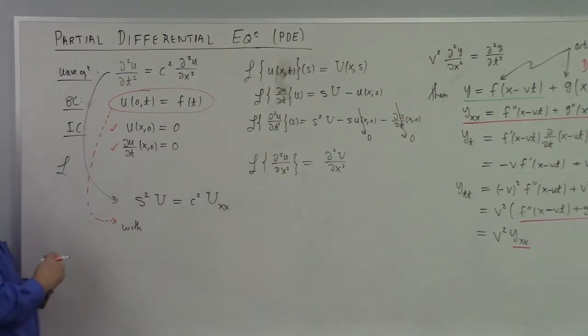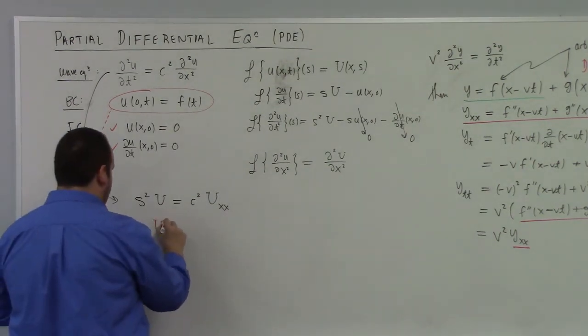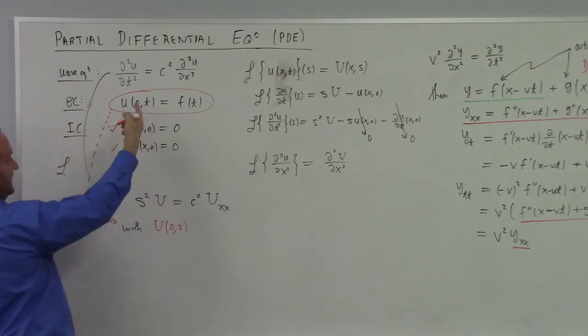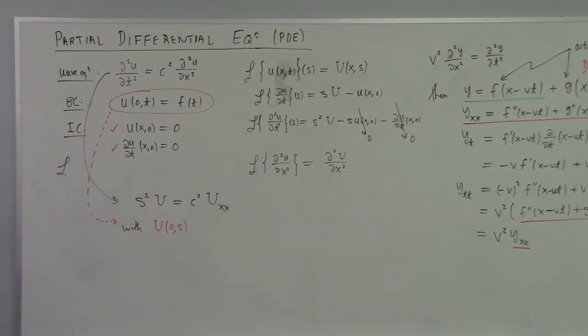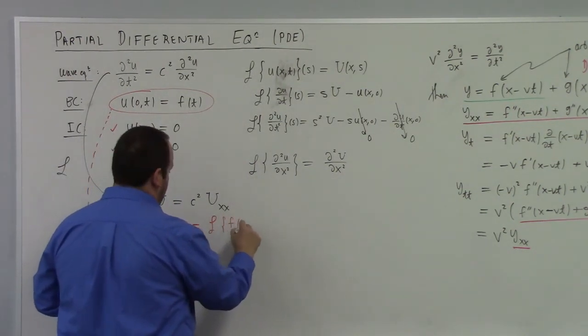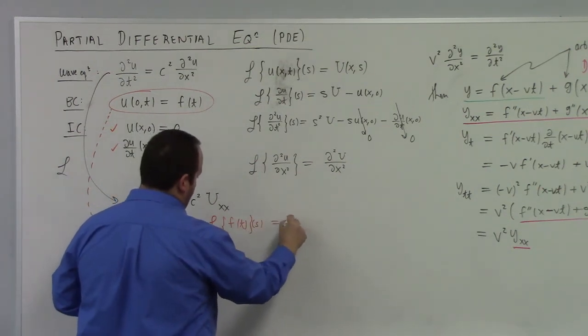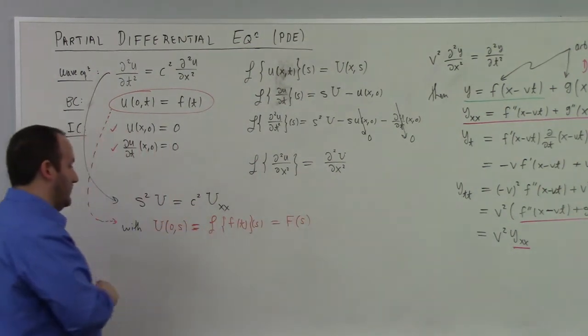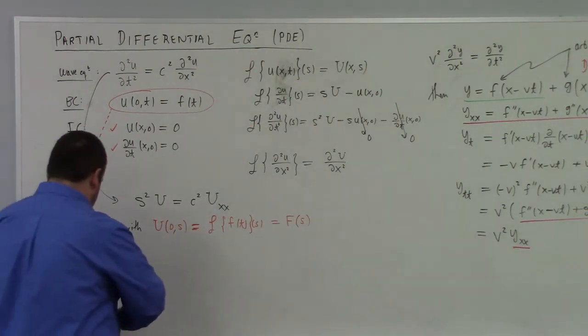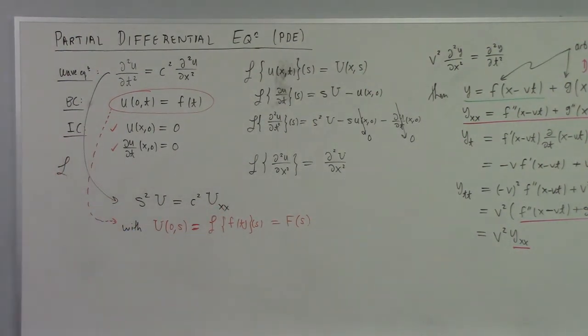So we take the Laplace transform of this, what do you get? You get u of 0 comma s, right? Because x is equal to 0, the t is transformed to s, and then equals the Laplace transform of f of t, which we'll just call big F, right? So check it out. This is really cool because that's just a first order differential. It's an ODE, is my point. It's a differential equation in x, a second derivative in x, right?